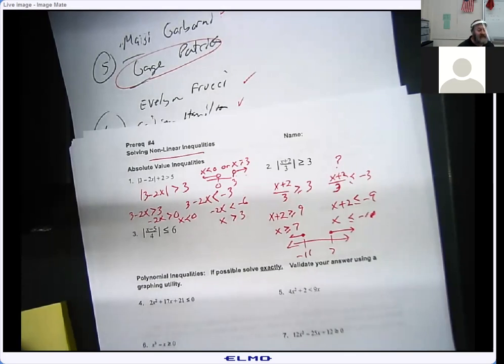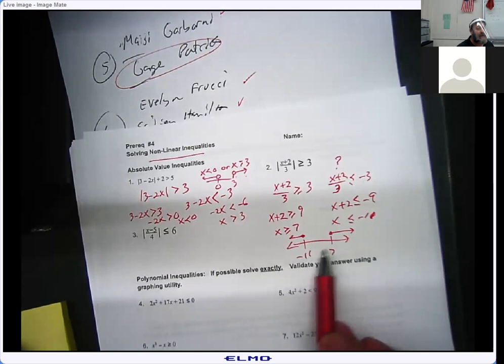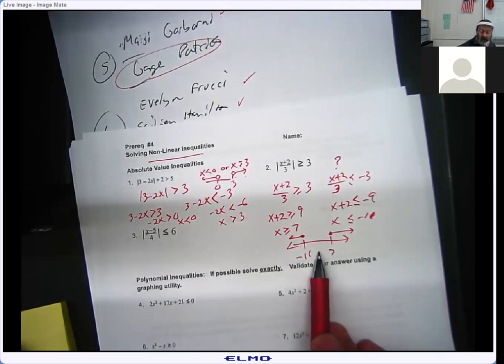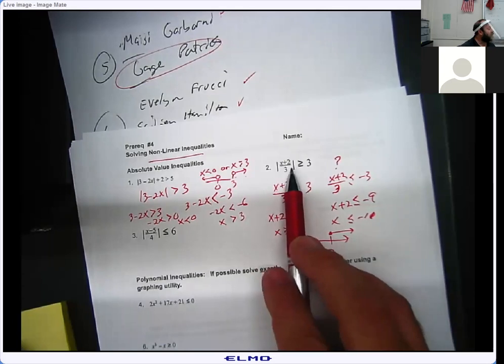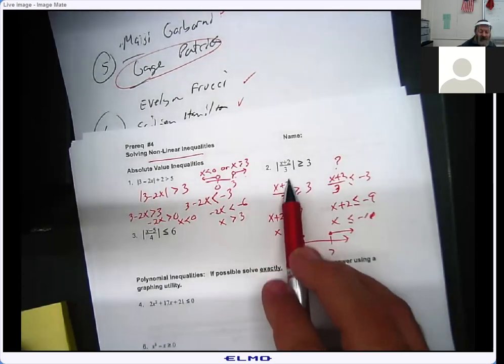How about, can you guys give me a number that doesn't work for certain? Like it should not work according to this graph. 6 should not work. In fact, what else doesn't work? 5 doesn't work. In fact, 1 doesn't work, does it? By the way, I picked 1. Because look what happens. What's 1 plus 2? And 3 over 3 is 1.